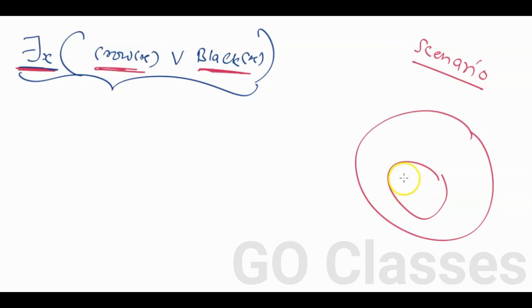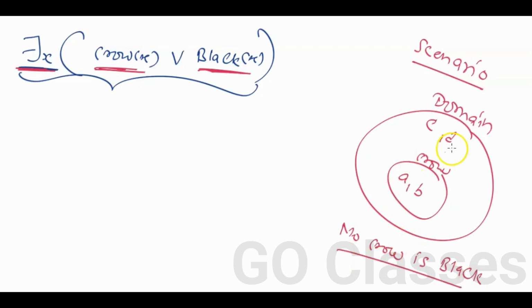no crow is black. Okay, you have two crows. Let's assume these are the crows, and let's assume these are C, D. These are not crows. So this is your domain. Just assume that no crow is black. So no crow is black. Okay, so let's consider that no crow is black.